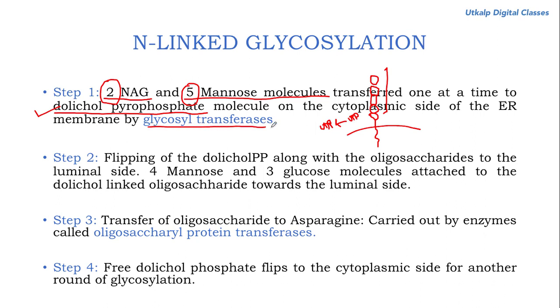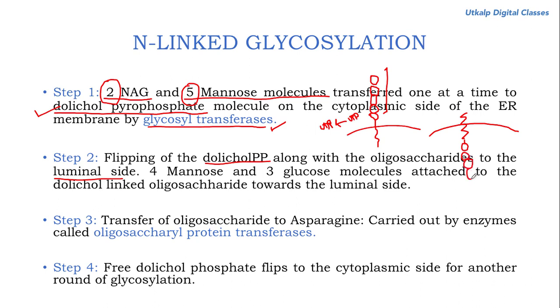So this is a family of enzymes. There are a lot of glycosyl transferases present in the cell. So these glycosyl transferases are responsible for the addition of sugars to this dolicol pyrophosphate molecule. Now the next step involves flipping of the dolicol pyrophosphate along with the oligosaccharides to the luminal side. So what happens is this dolicol pyrophosphate molecule, which was attached to all these sugars in the first step, now flips to the luminal side. That means now all these sugars are attached towards the luminal side.